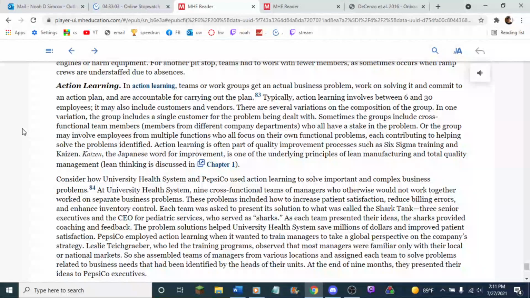Sometimes the groups include cross-functional team members from different company departments who all have a stake in the problem, or the group may involve employees from multiple functions who all focus on their own functional problems, each contributing to helping solve the problems identified. Action learning is often part of quality improvement processes such as Six Sigma training and Kaizen. Kaizen, the Japanese word for improvement, is one of the underlying principles of lean manufacturing and total quality management, discussed in Chapter 1.